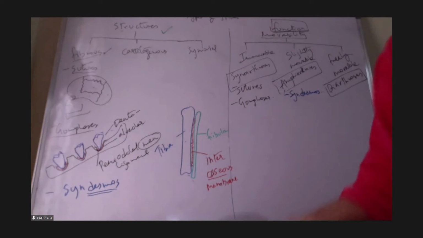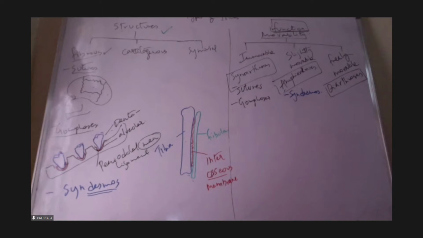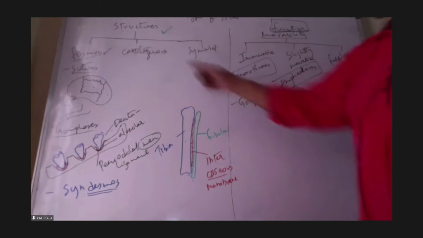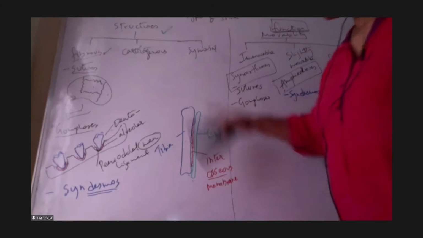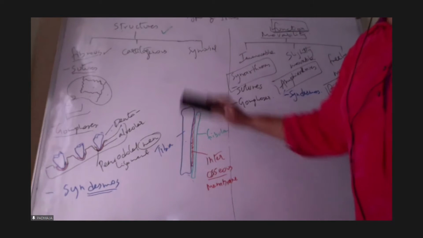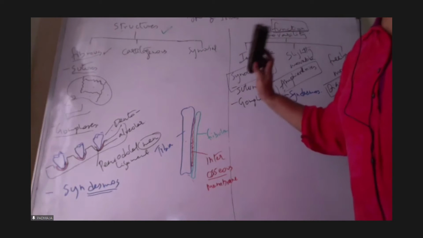Completed, children? May I move to the next one? Yes, ma'am. Now take cartilaginous joints. May I remove this diagram? Yes, ma'am.